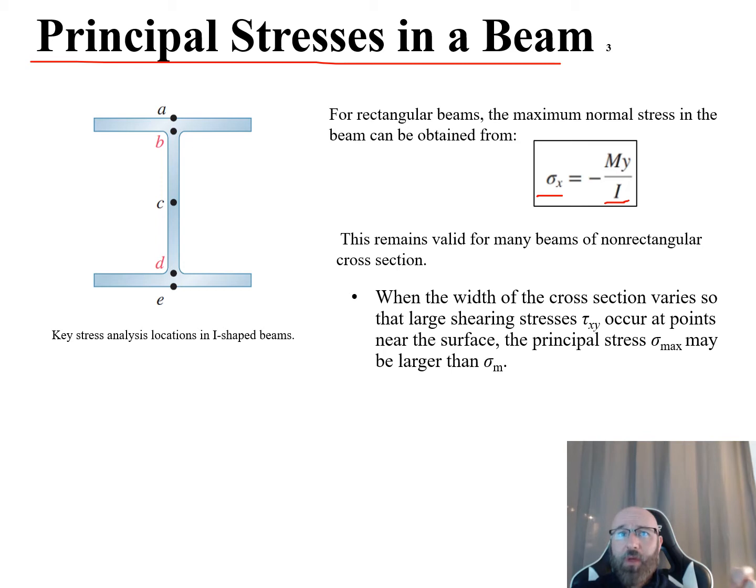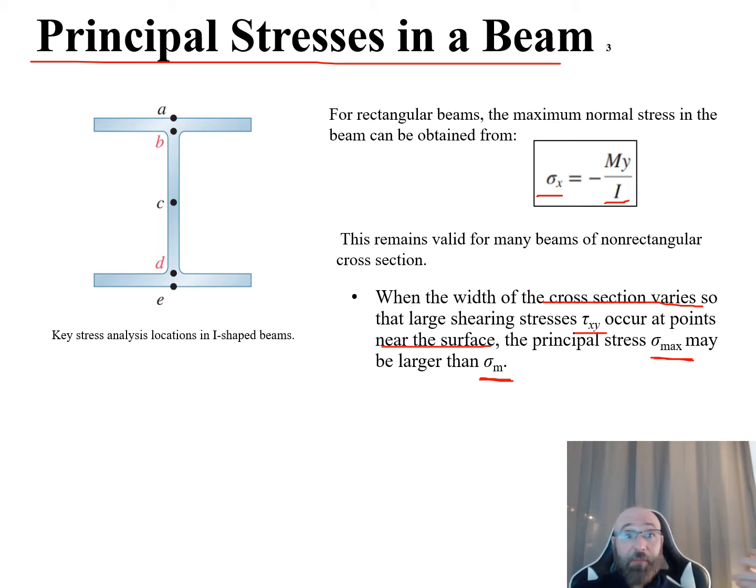So this remains valid for many beams of non-rectangular cross sections as well. When the width of the cross section varies so that the large shearing stresses, our tau sub x, occur at points near the surface, and this is important here, it's near the surface, then our principal stress, our sigma max, may be larger than our sigma sub m. So this is the case where we can answer that question there, where we do have a sigma max that could be larger than our sigma sub m.